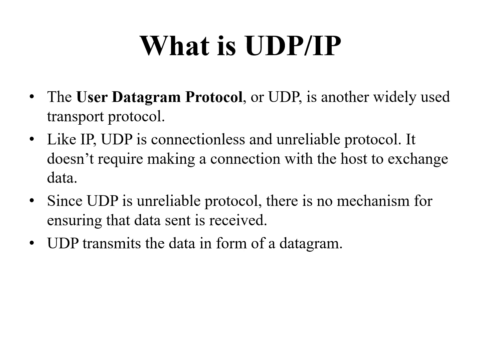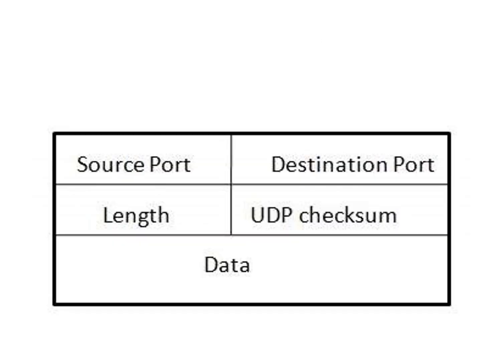User Datagram Protocol transmits the data in the form of a datagram. The UDP datagram consists of 5 fields as shown in the diagram: source port, destination port, length, UDP checksum, and data. The UDP message contains both source and destination port numbers that make it possible for UDP software at the destination to deliver the message to the correct application program.